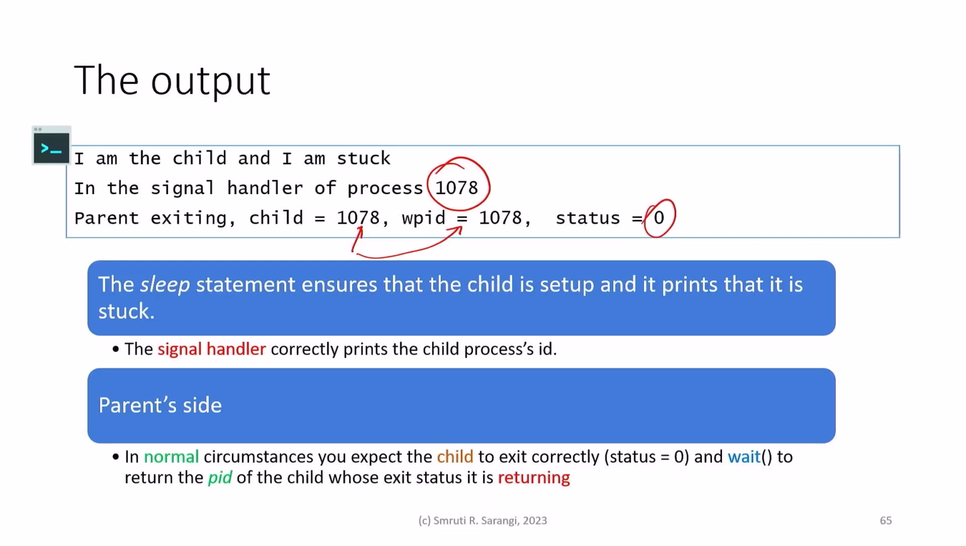All right. The sleep statement that we added is just to ensure that the child is set up. And on the parent side, under normal circumstances, the exit status should be 0 and the wait should return the PID of the child that has exited, which in this case is happening. So you are welcome to run this code and check what is happening.